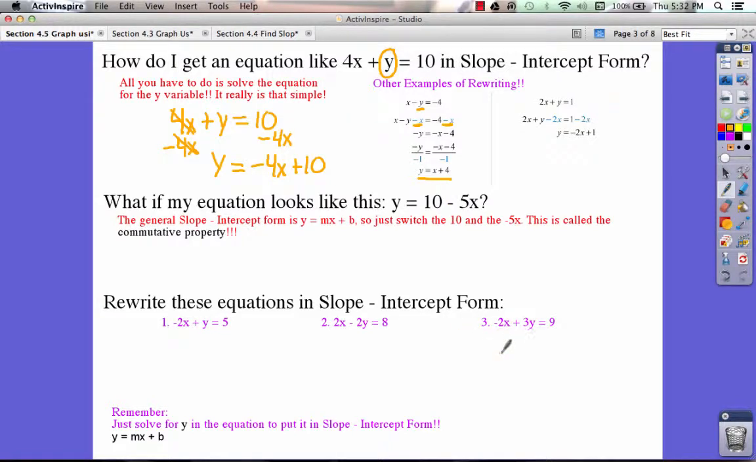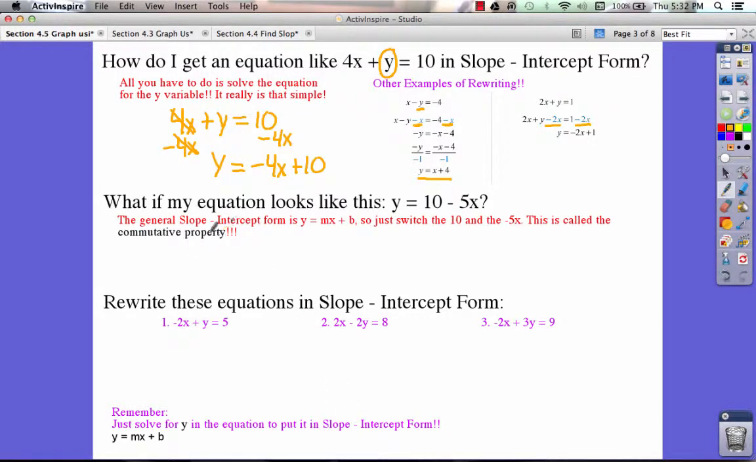Slope-intercept form. This one's just a little bit easier. You have 2x plus y equal 1. Well, you got to get rid of the 2x. To do that, you're going to do the inverse. It's positive 2x, so you subtract 2x from each side and rewrite the equation. Y equals negative 2x plus 1.